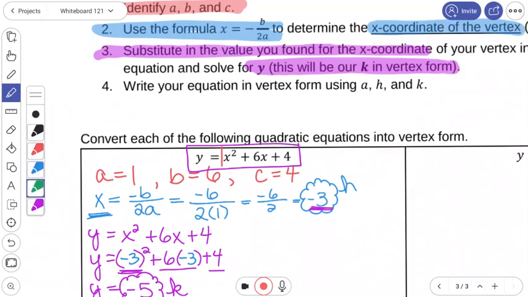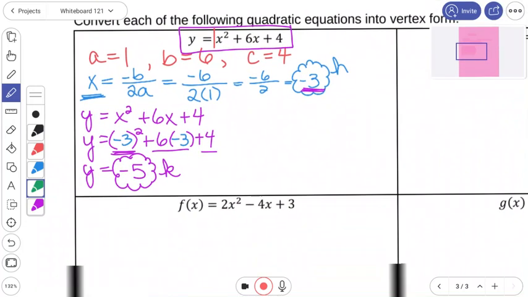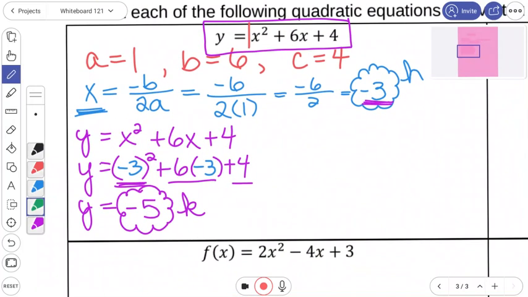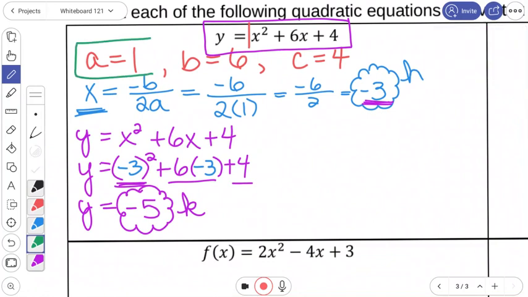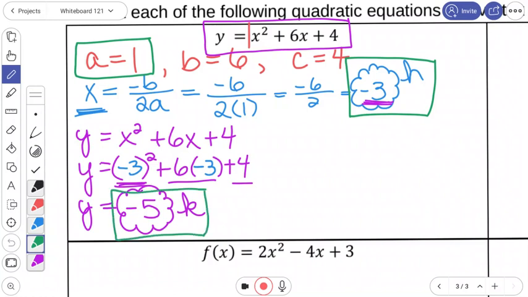Step 4 of this process says write your equation in vertex form using a, h, and k. Now I have all of the information that we need. I know our a value is going to be a positive 1. The a value in standard form is the same as the a value in vertex form. The h value, or the x coordinate of our vertex, is negative 3. And the k value, the y coordinate of our vertex, is negative 5.